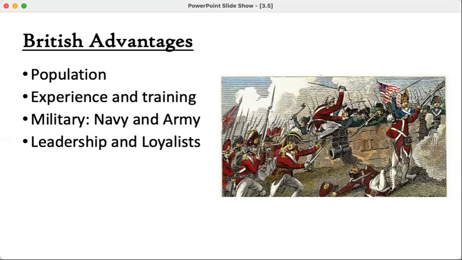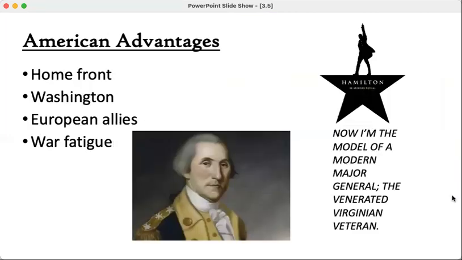We've gone over some of these already, but they have a larger population to pull upon. They have more experience, training, better military, better trained leadership. And the American advantages were, of course, the home front, Washington, Hamilton, frankly, European allies, and war fatigue. The war fatigue is going to impact both of us, but the fact is the British had been fighting a lot of wars, and they were tired, and war was expensive.